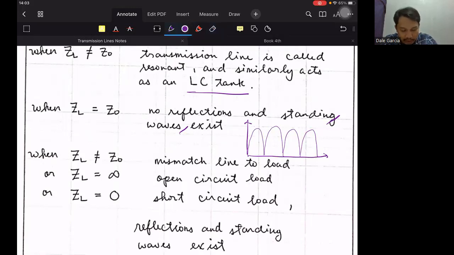ZL is equal to infinity when the line is connected to an open circuit. So it is just a wire with no load connected. If we short the line at the end, then ZL is equal to 0, a short circuit load.